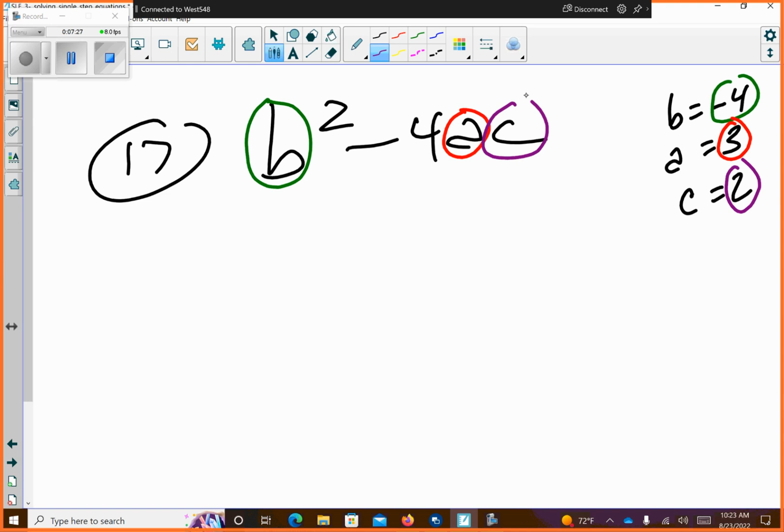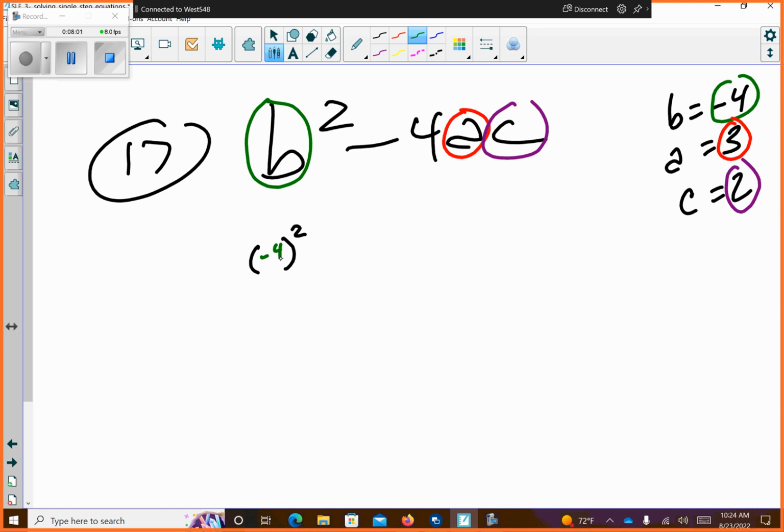Hey, my friends, the 4AC in that order, what math operation is 4AC doing? Multiplication, right? So we have to kind of be aware of that. All right, so I have negative 4 squared. Okay, now, my friends, I'm going to stop right there. I'm not writing anything more to the problem. Take a look up there.